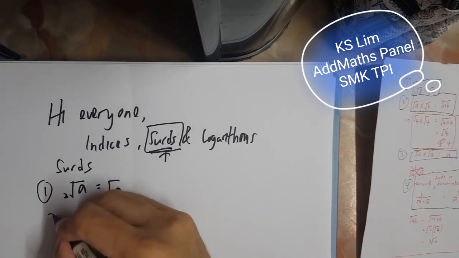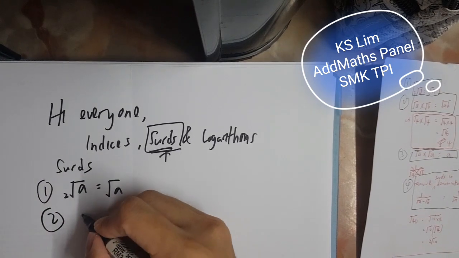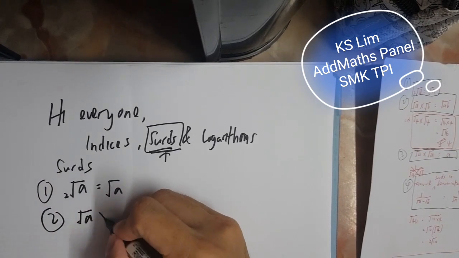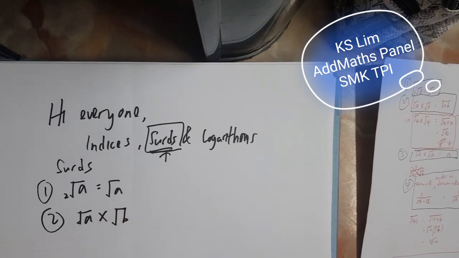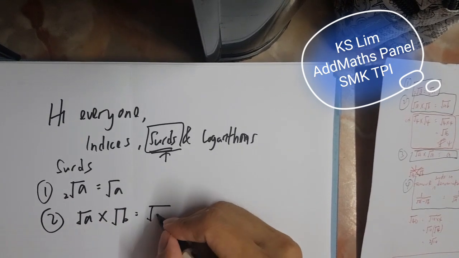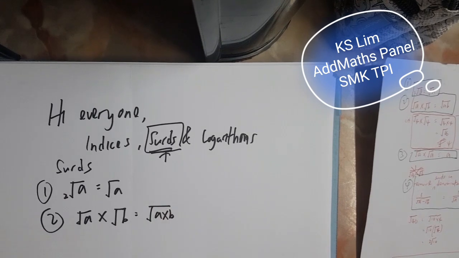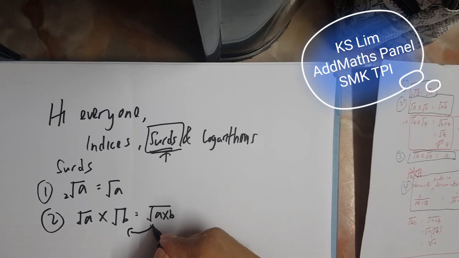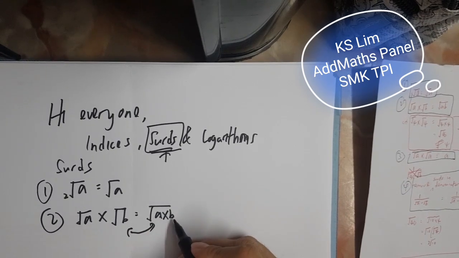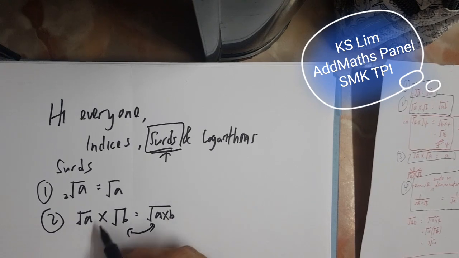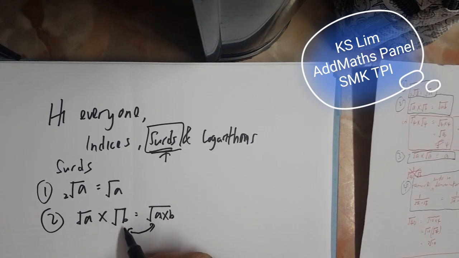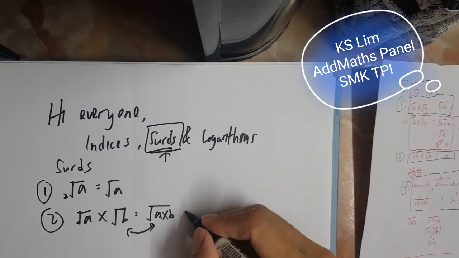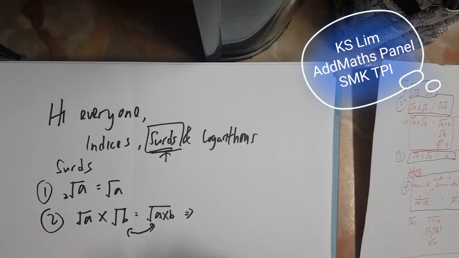The second concept that you're going to learn is, let's say, surd A multiply surd B. Surd A multiply surd B can be written as surd A times B. In the meanwhile, vice versa, square root A times B can be written, and we have to separate it as square root A multiply square root B. For the example, you can write down the example.